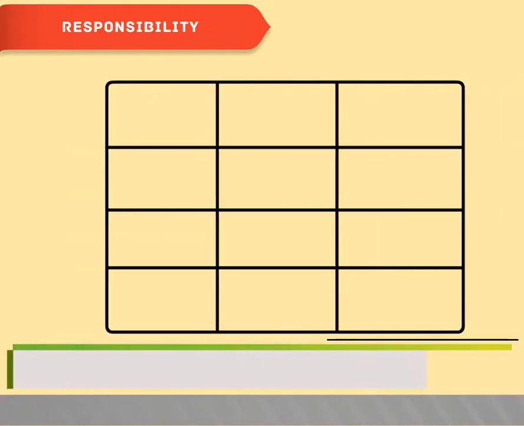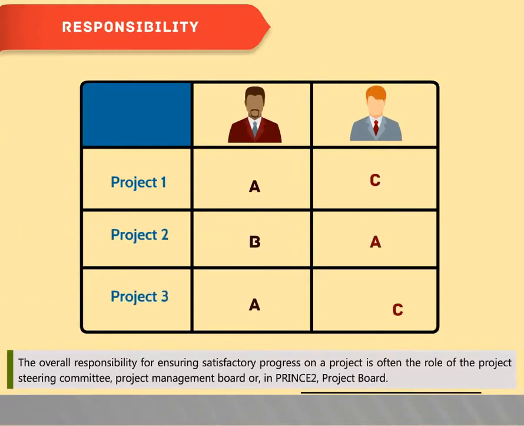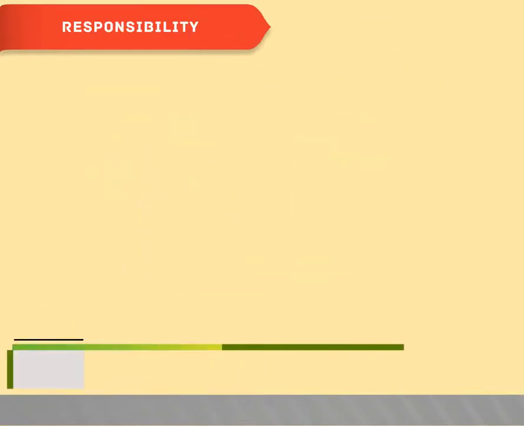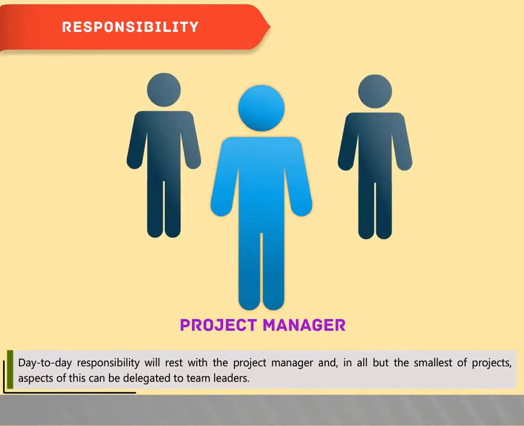Responsibility. The overall responsibility for ensuring satisfactory progress on a project is often the role of the project steering committee, project management board, or in PRINCE2, the project board. Day-to-day responsibility will rest with the project manager, and in all but the smallest of projects, aspects of this can be delegated to team leaders.